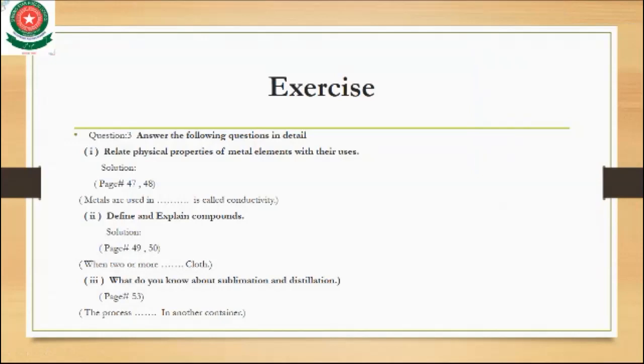First is: relate physical properties of a metal element with their uses. Mark the answer of question number 3, part number 1, class 6. The answer of part number 1 is on page number 47. See page number 47.